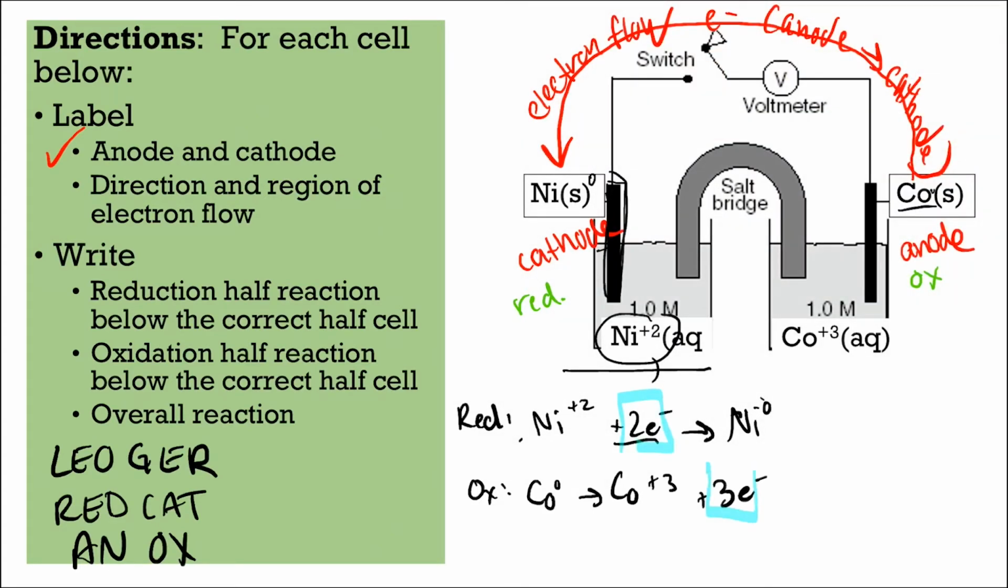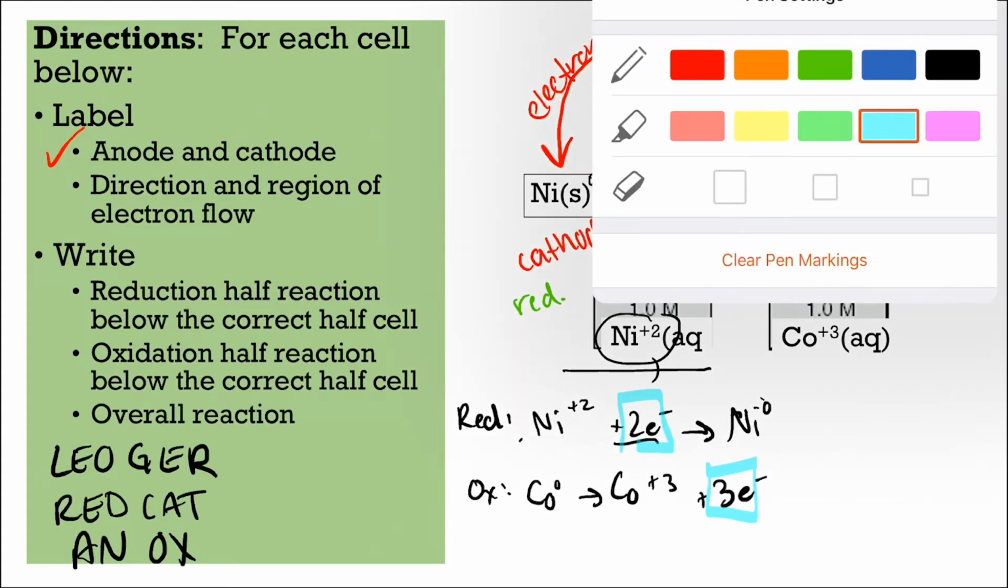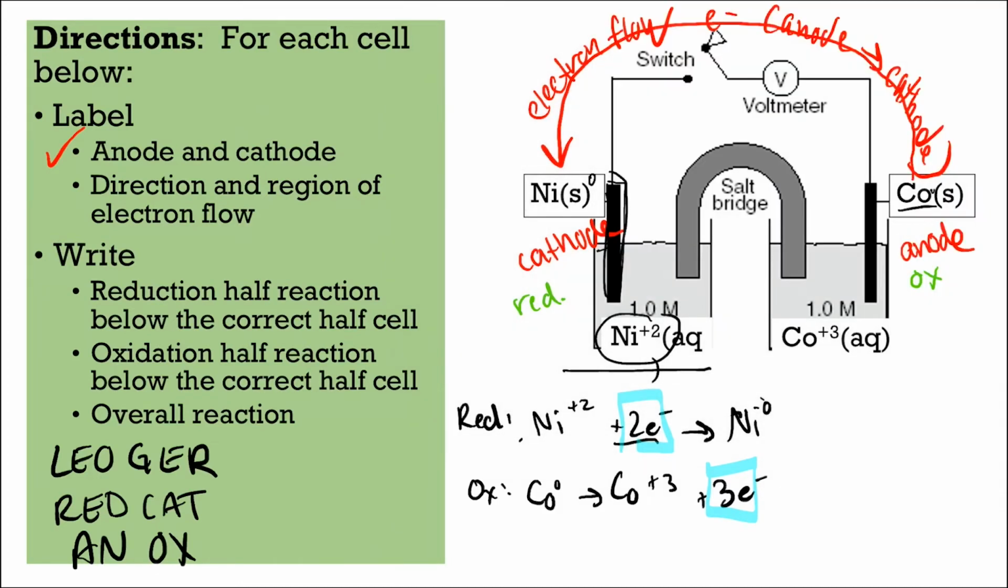Now, one of the things we talked about is balancing them. Now we have 2 electrons and 3 electrons, so that can't work. We have to lose and gain the same amount of electrons on both sides. So we have to figure out how we can get both reactions to have the same number of electrons. So what you can do is multiply the entire reduction reaction by 3, the entire oxidation reaction by 2.